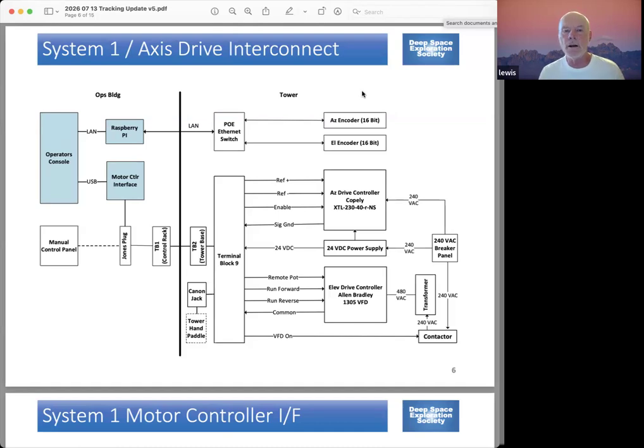I will note out off of terminal block 9, there's a cable with a Canon, I guess, jack on it. There was a manual control paddle up there that you could connect to it and control it from out there. I've heard that it might not be operational at this point, and potentially, the motor controller interface could be connected there if it was moved to the tower.